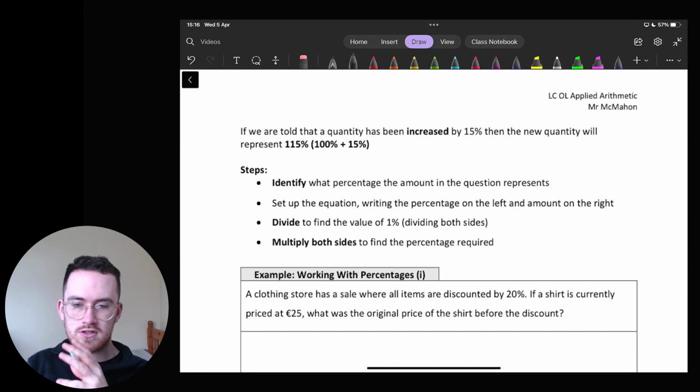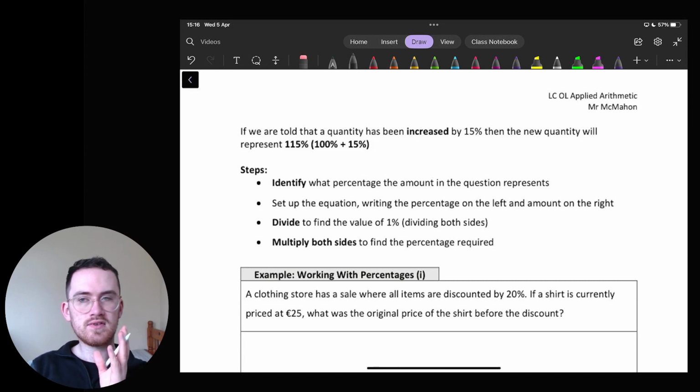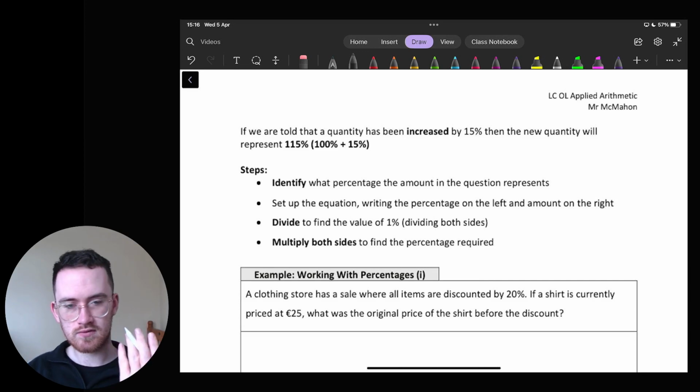Write the percentage on the left hand side, and write the amount that goes with that on the right hand side. We're going to divide to find the value of 1%. No matter what it is, whether it's 115, 96, or 82, we divide to get 1%. Then we multiply both sides to get the percentage we want. If we want the total, we'll get 100%. If we want half of it, we'll get 50%. It depends what we're looking for.